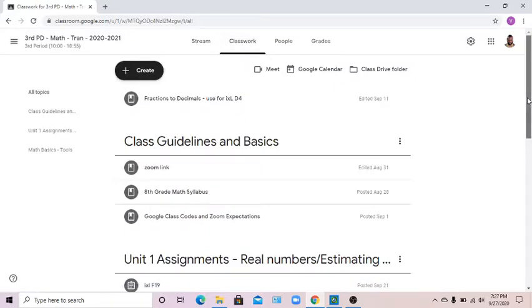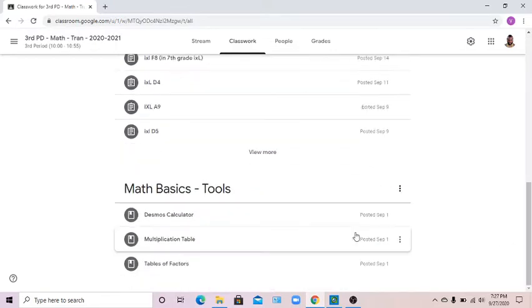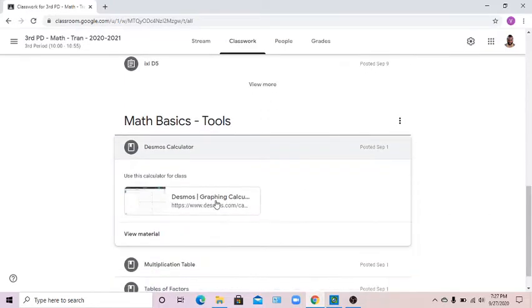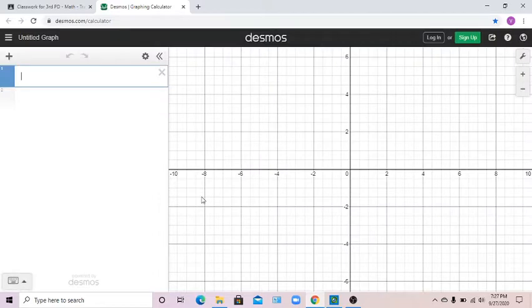And once you're in classwork, if you scroll down past Unit 1 assignments, you have Desmos Calculator. Okay, I want you to click on Desmos Calculator and then click on it again. Okay, and this is the calculator I want you to use. I want you to go ahead and star it if it's not already starred, and just add it to your bookmark. Okay, and so now once it's starred, you don't have to go to Google Classroom every time. You can just look at it on your bookmark.